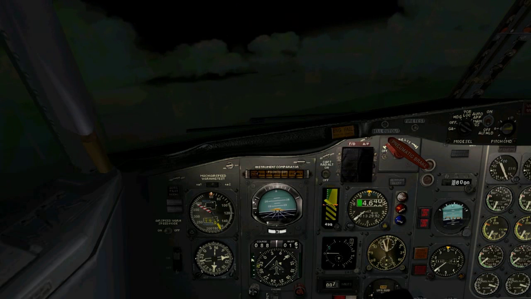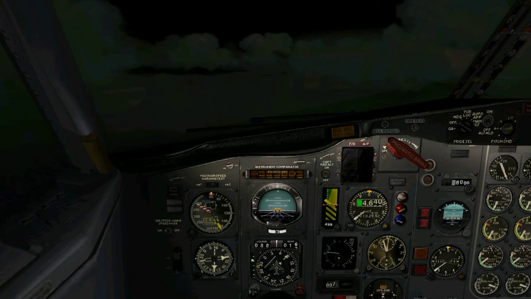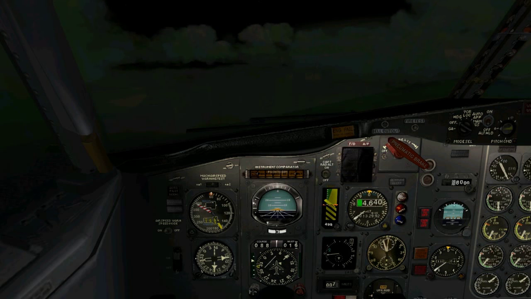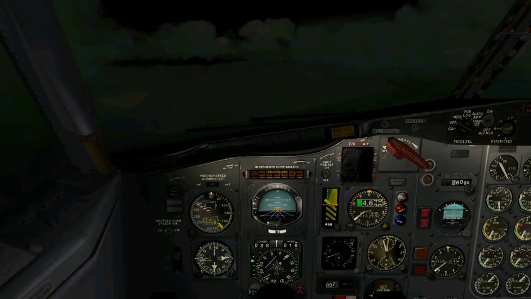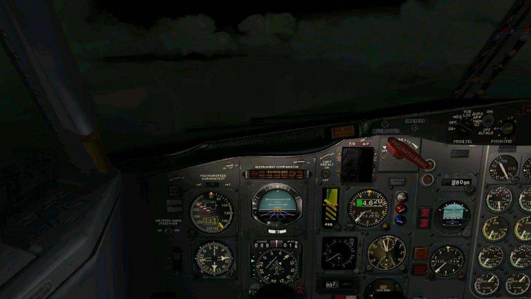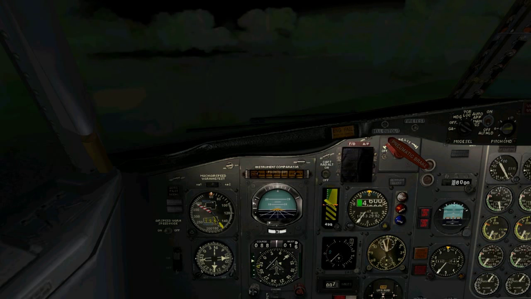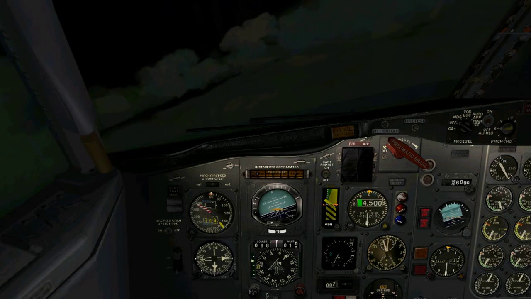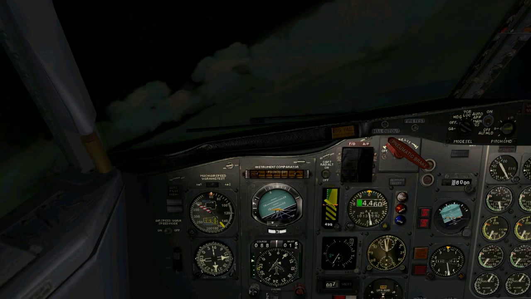And as we're turning, we can look at the localizer needle. The needle is live, it's coming in. So let's start a turn to intercept the localizer on a heading of 088. We're at 4,500 feet. Let's level off at 4,500 feet.